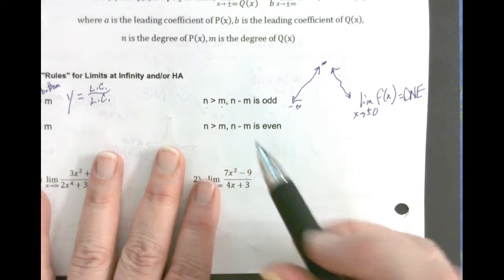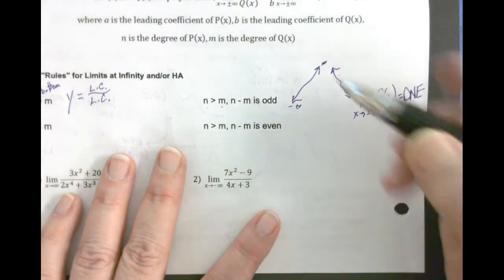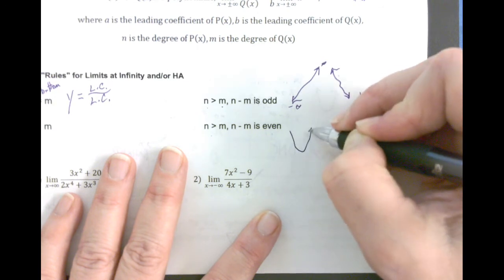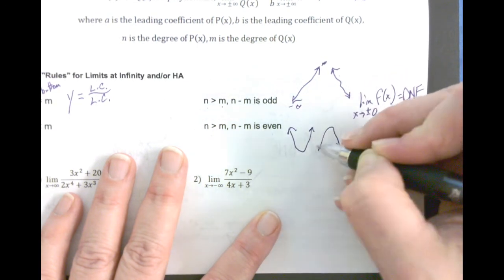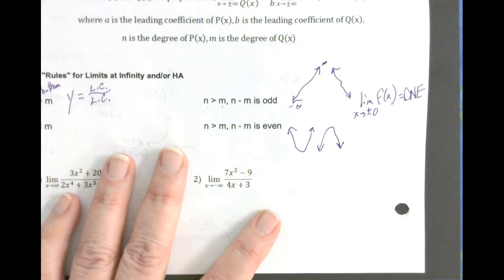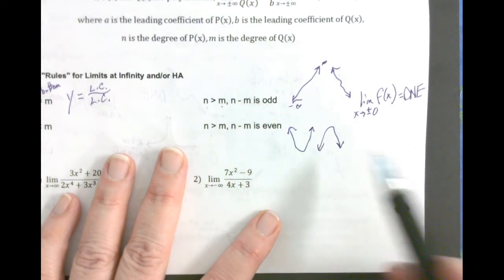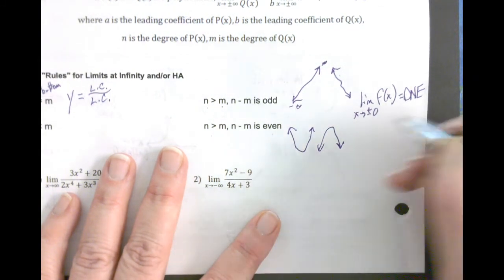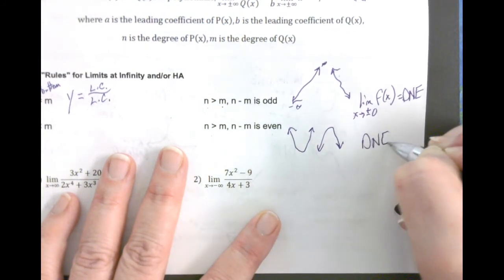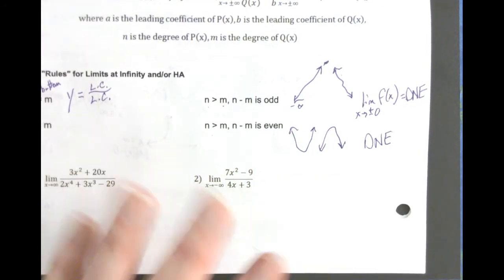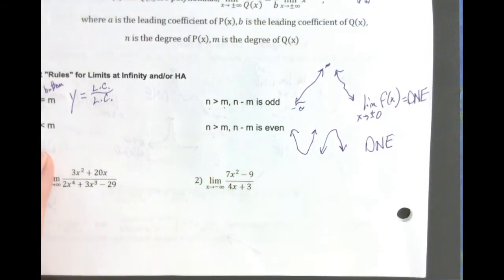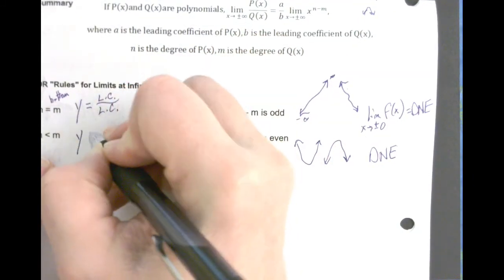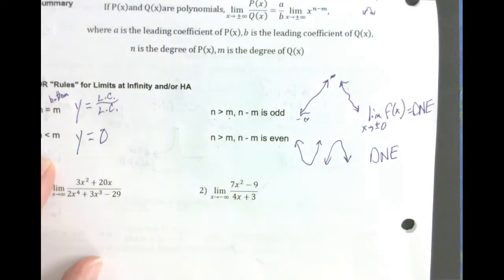If it is even, then it's either going to basically look like this or basically look like this, which is either infinity or negative infinity, and in which case the limit does not exist. Now, what if the top is smaller than the bottom? Those are our favorite graphs, when the degree of the top is smaller than the degree of the bottom.